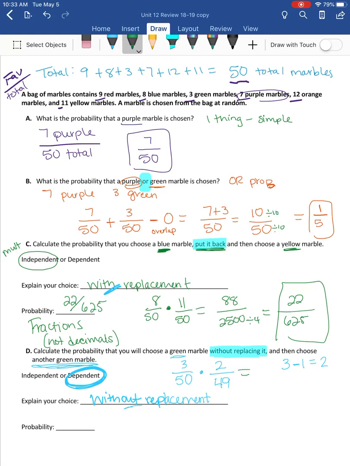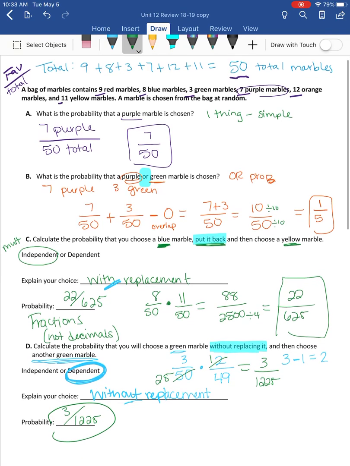Now I'm going to simplify it before I multiply it out because that's my preferred method. 2 goes into 2 once, 2 goes into 50 25 times. 3 does not go into 25 or 49, so I'm done simplifying and I'm going to multiply. 3 times 1 is 3. 25 times 49 is 1,225. So our probability of picking a green marble, not replacing it, and then choosing another green marble is 3 out of 1,225. And that's our answer.